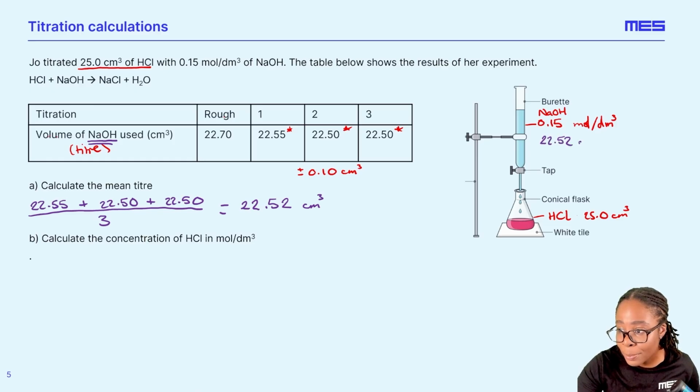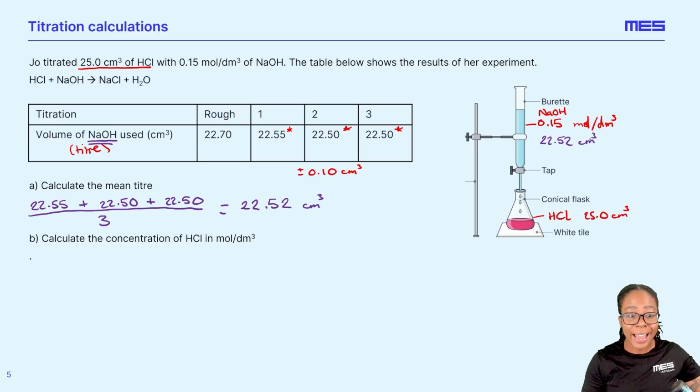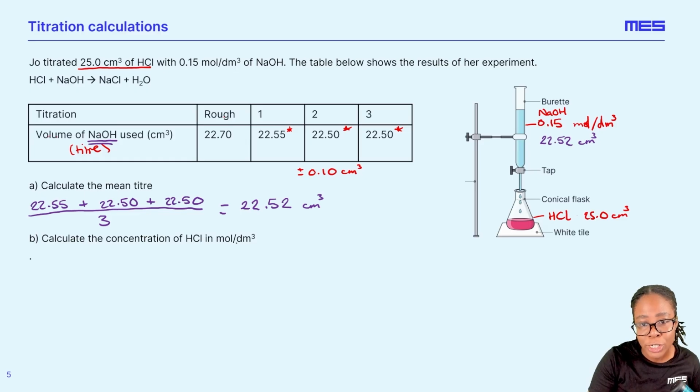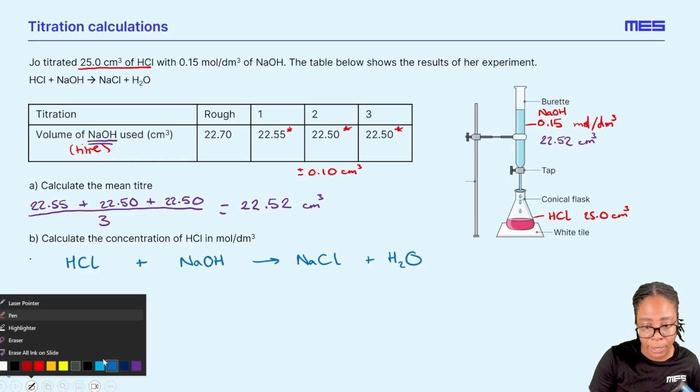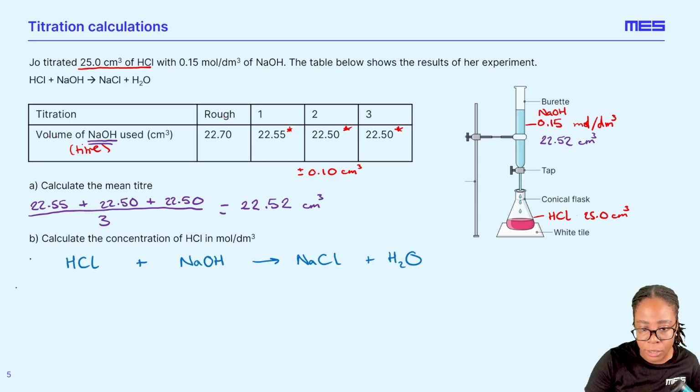Well, that's quite handy because if we know the concentration and the volume, we can calculate the number of moles. So let's now work through our calculation part B, calculate the concentration of HCl in moles per decimeter cubed. To do this, I'm going to set out my calculation by just rewriting my equation here, just so that everything's nice and clear. I don't want random numbers all over my page. I want to make sure that I know exactly what everything means. So from my titration, I have got the concentration of sodium hydroxide as 0.15 moles per decimeter cubed.